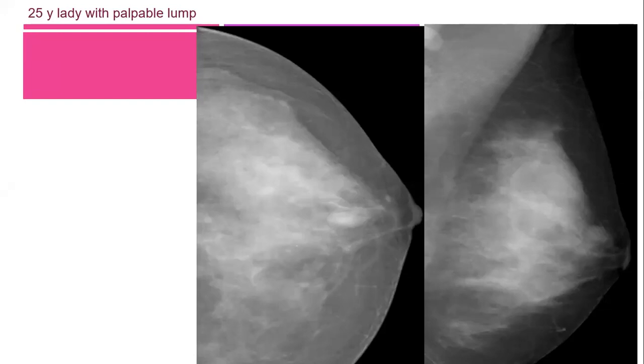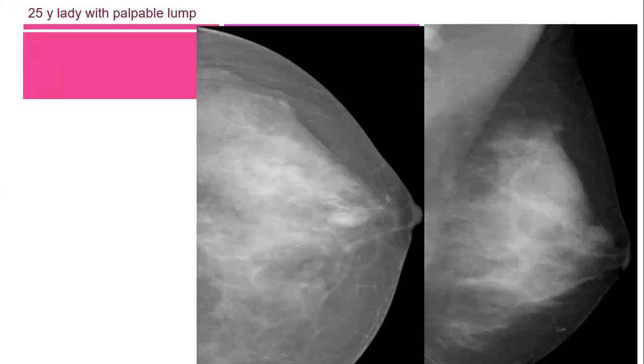There is no thickening. You have to do a spot compression view of this mass for more characterization of the border. Excellent, well done. Even though she is 25, we have to characterize the margins. At this level, I am not sure about the margins.